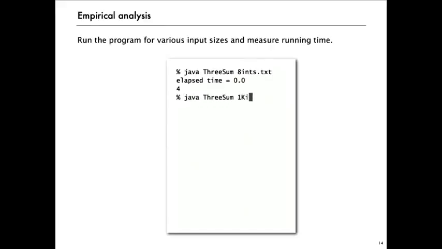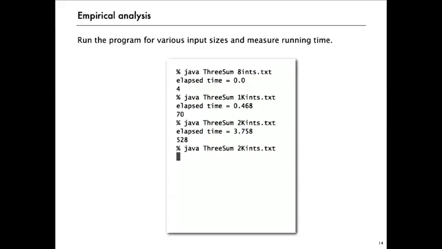So for 8 ints, this program takes not too much time. For 1,000 ints, it takes half a second. For 2,000, it takes more time. That's 3.7 seconds. Run it again, still takes 3.7 seconds. For 4,000, so each time we're doubling the size of the input, and it's definitely taking more time each time.